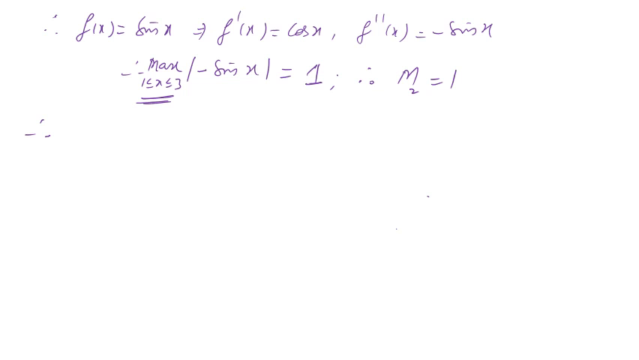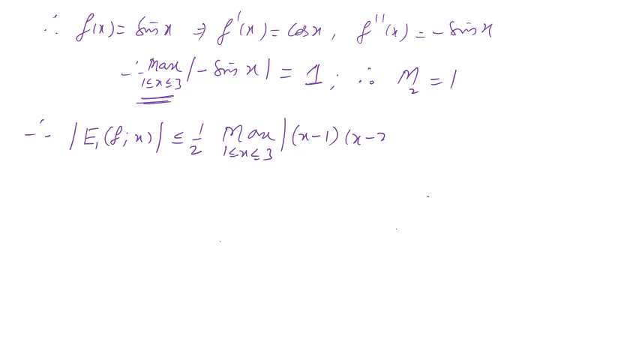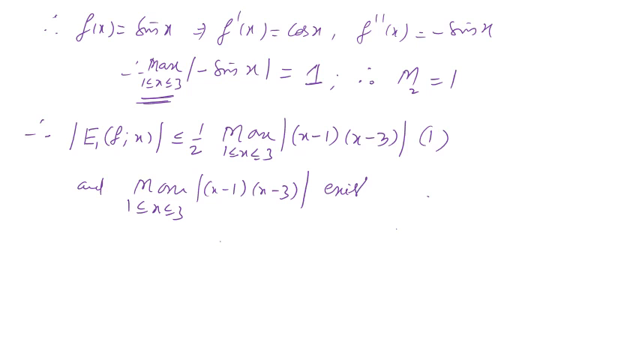M2 is equal to 1. So I will write that the bound on the truncation error is less than or equal to 1 by 2 times the maximum over 1 ≤ x ≤ 3 of |(x − x0)(x − x1)| times M2, where M2 is 1. The maximum of |(x − 1)(x − 3)| exists, as I already told you in the theory, at the midpoint of 1 and 3, that is x = (1 + 3)/2, which is 2.